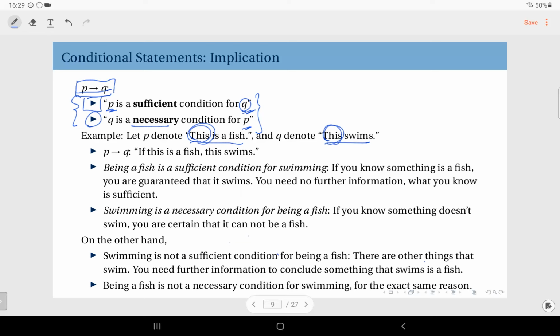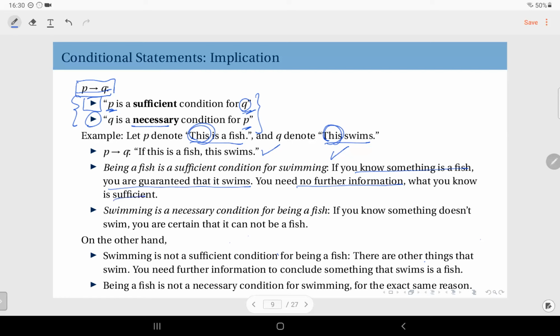And it makes sense, right? Because when you have this implication, this makes sense because being a fish is a sufficient condition for swimming. When you know something is a fish, you need no other information to conclude that that thing is capable of swimming, right? If you know something is a fish, you are guaranteed that it swims. You need no further information. That's what sufficient means. What you know is sufficient.